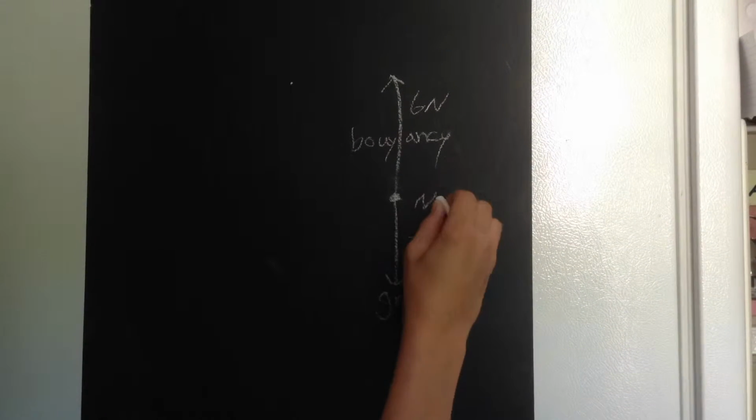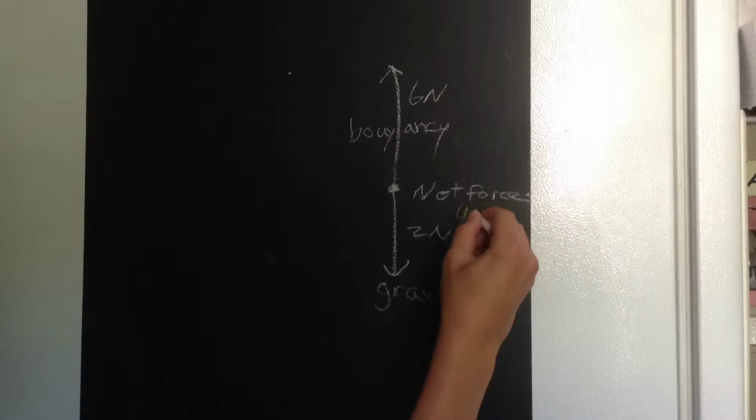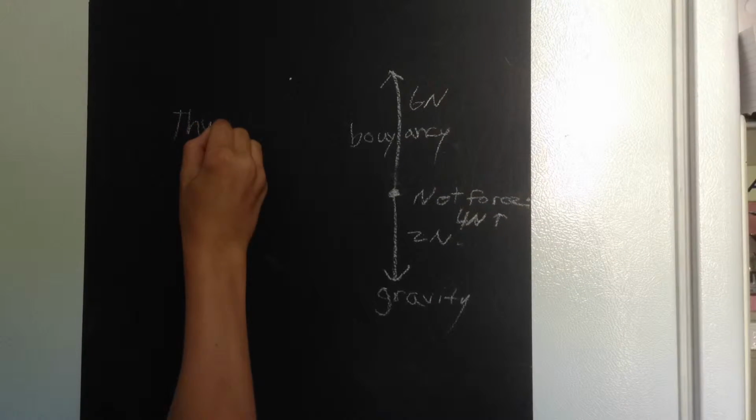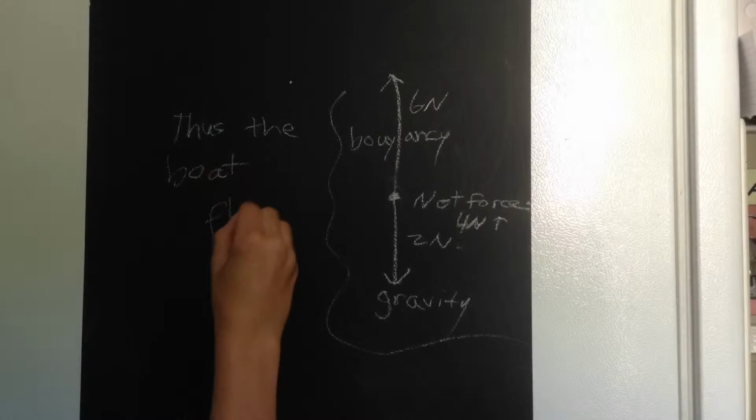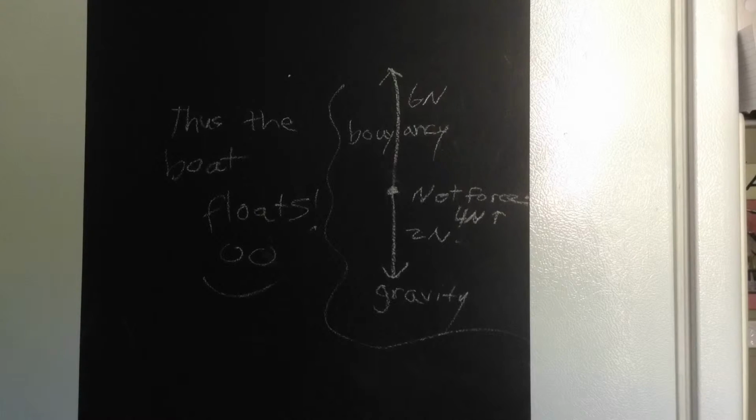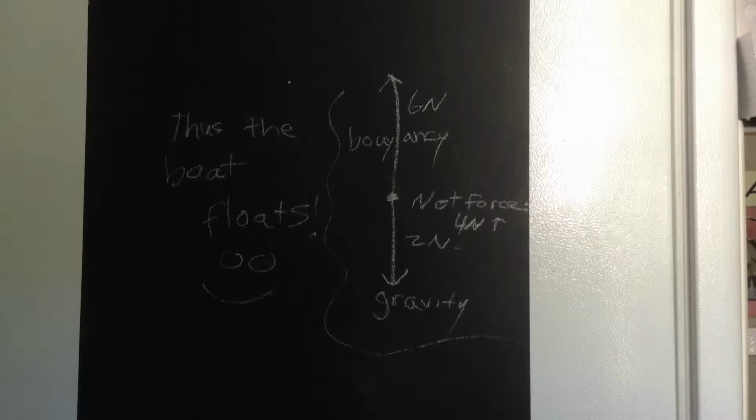This free body diagram represents the boat. The buoyancy is 6N up under the boat, which overcomes the gravity, which is 2N, so it's 4N up. Thus, the boat floats.